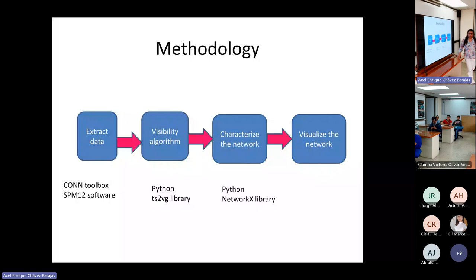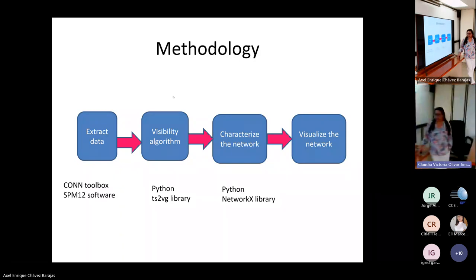We use two cycles. The first data has 30 volumes for each day. The image data was acquired while the woman is consuming oral contraceptive. Then we use MATLAB with the CONN toolbox and SPM12 software.